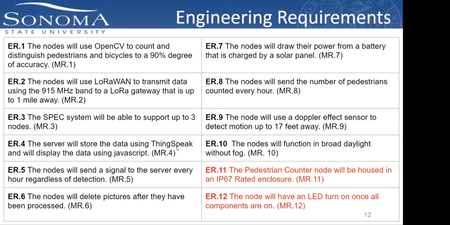Here are our engineering requirements that correspond with our marketing requirements. Key ones would be engineering requirement 1, 2, and 3. And as you can see here, we have 2 in red. These are our engineering requirements that correspond to the 2 marketing requirements we could not achieve.